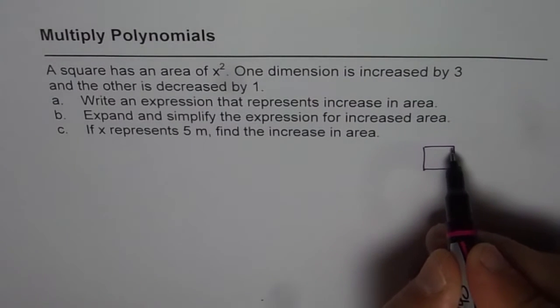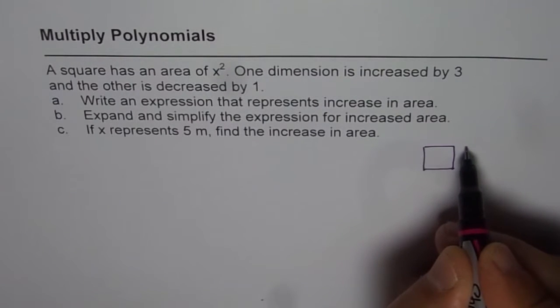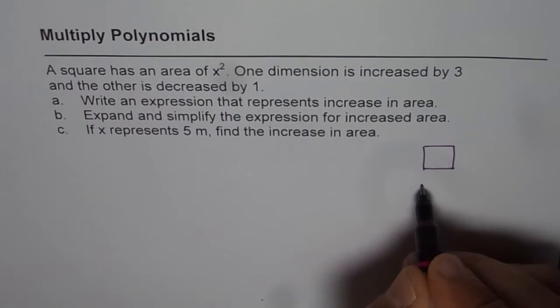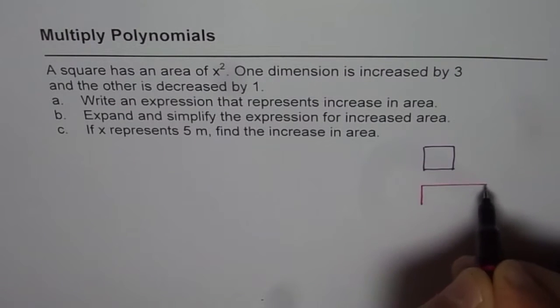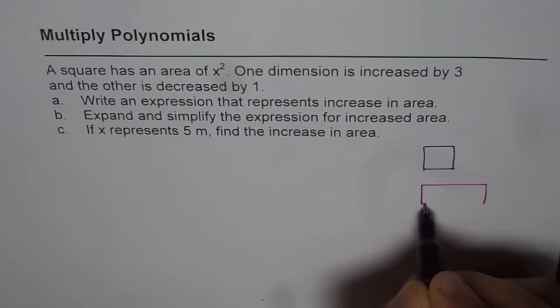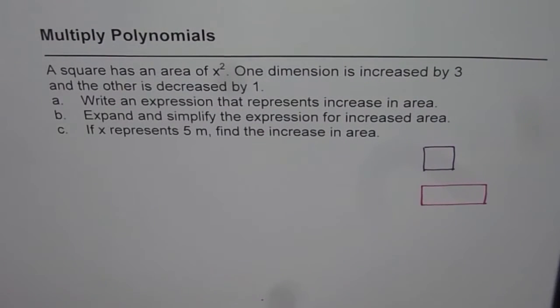So let us assume that this dimension is increased by 3, so we can draw it like this, and the other is decreased by 1, so we get a rectangle kind of like this. So that is the modified square.